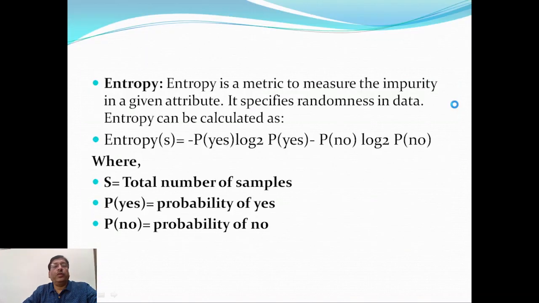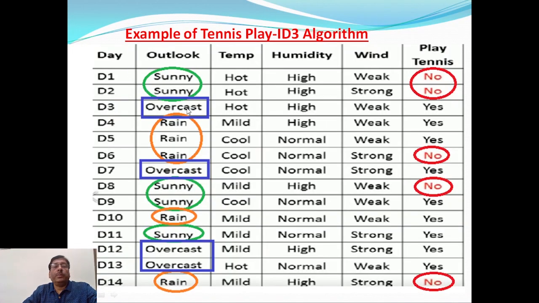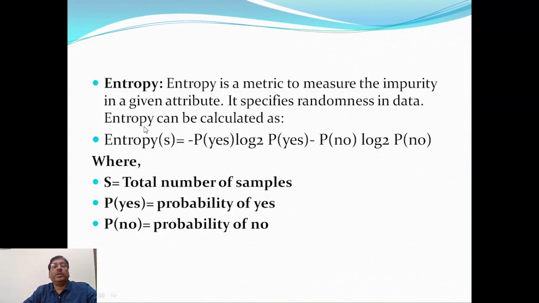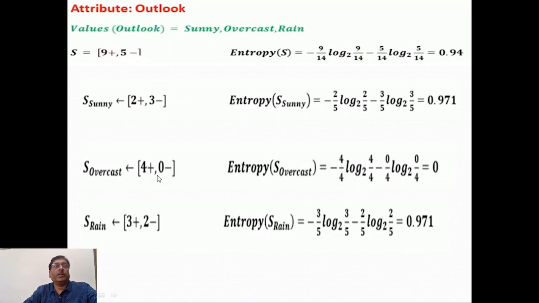A similar thing you need to do for overcast. Overcast appears over here 1, 2, 3, 4 times. And how many times is it positive? It is positive here, here, here, and here. So all 4 times it is positive. So you will write 4 plus, 0 minus. And then you find the entropy for that, which will be equal to 0, and so on.